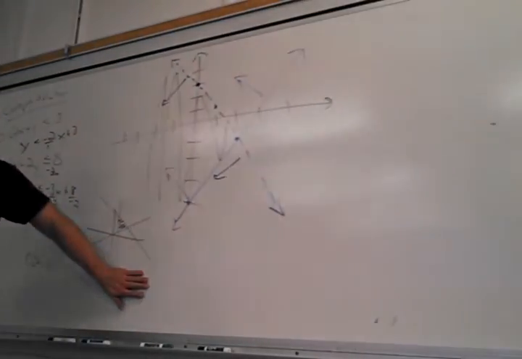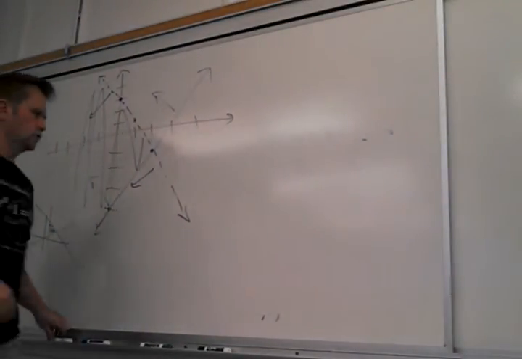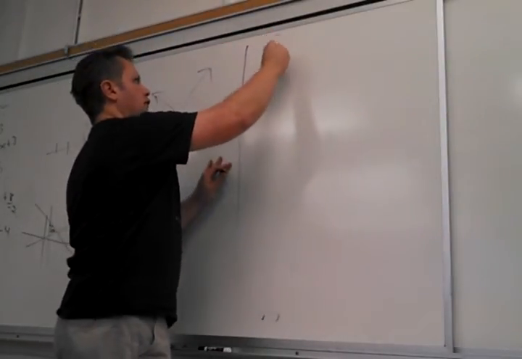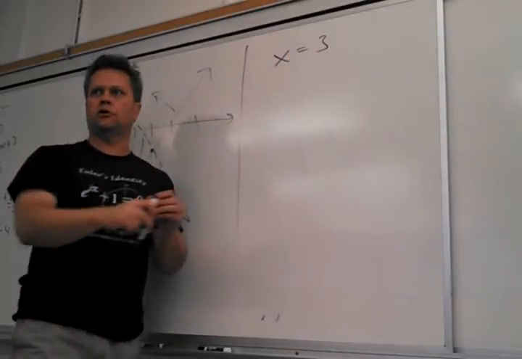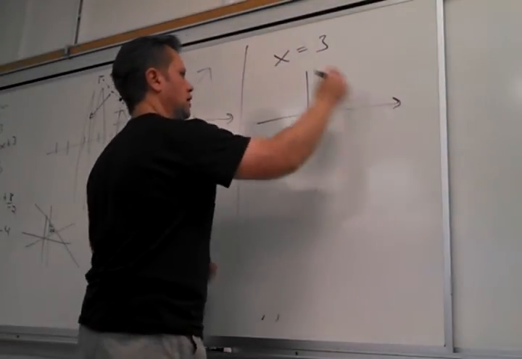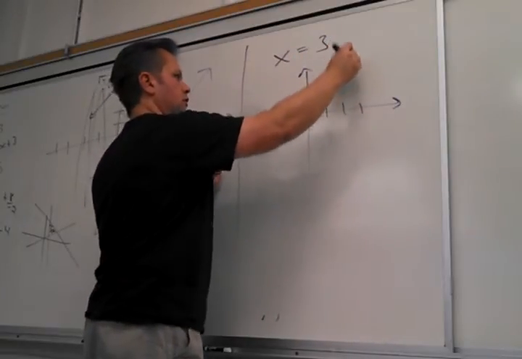One special case. How do you graph this line? How would you graph that line? Like this. Yeah, it's a vertical line at 3, right? So it looked like that.